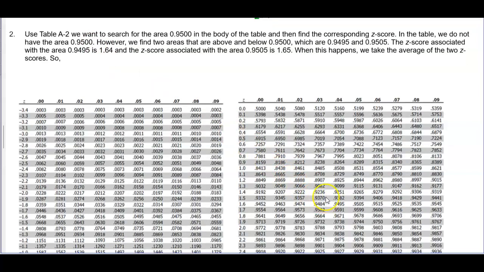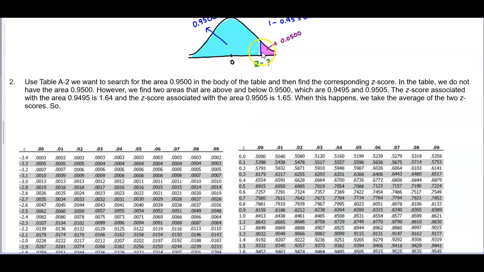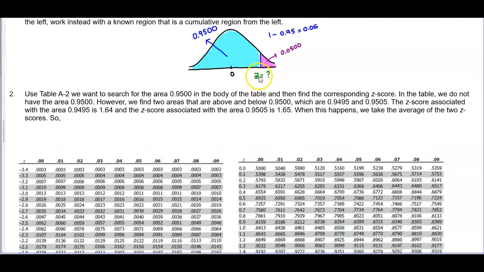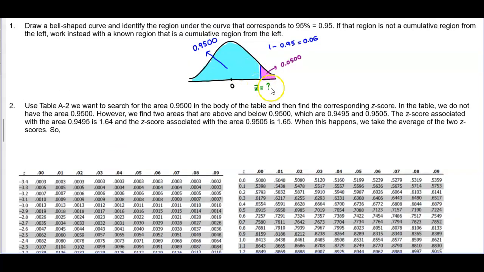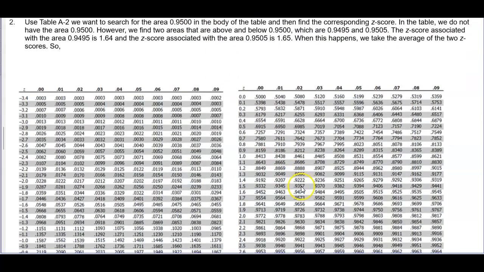But we can come over here on the right, where the positive z-scores show areas that might be close to what we're looking for. Keep in mind that we're looking for a z-score to the right of 0, so we are looking for a positive z-score. That's why it's important to draw the picture, so you know where the location of the z-score is going to be. We're looking for 0.9500, and over here we have 0.9495 and then 0.9505.